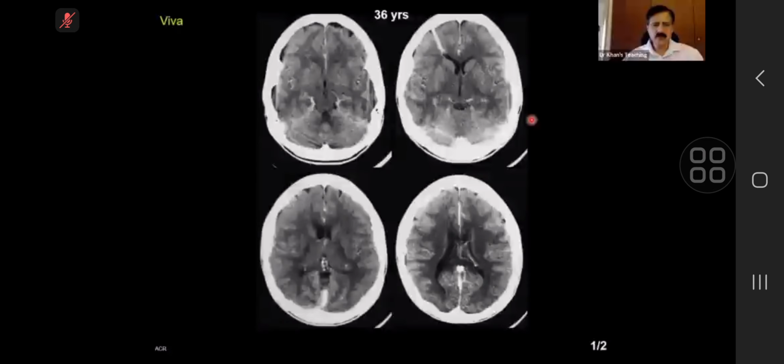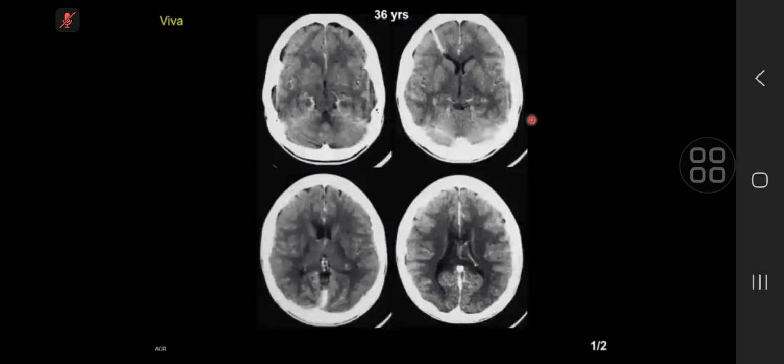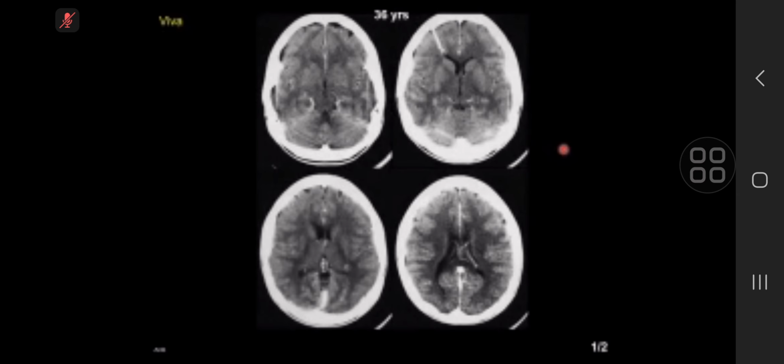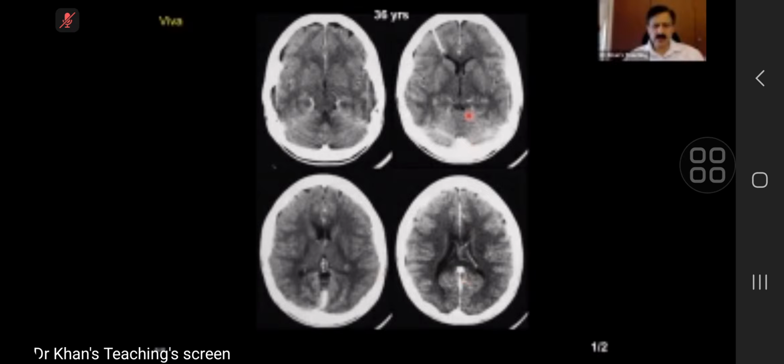Yes, please. So again, I've got axial slices of a CT in a 36-year-old. I think the ones above are non-contrast and the ones below are all with contrast. Okay, so post-contrast, I can see that, again, in the splenium of the corpus callosum. Here's the splenium. No, don't worry about it.